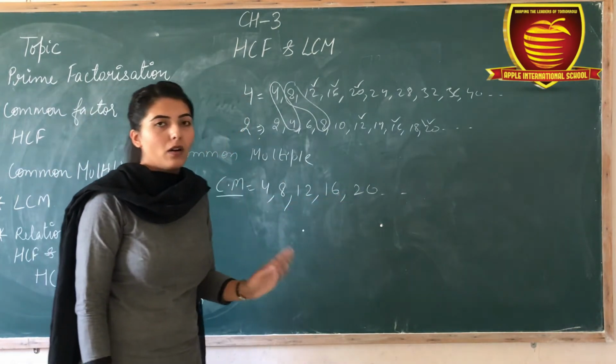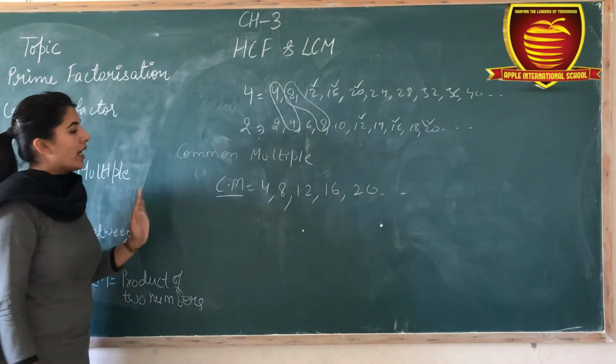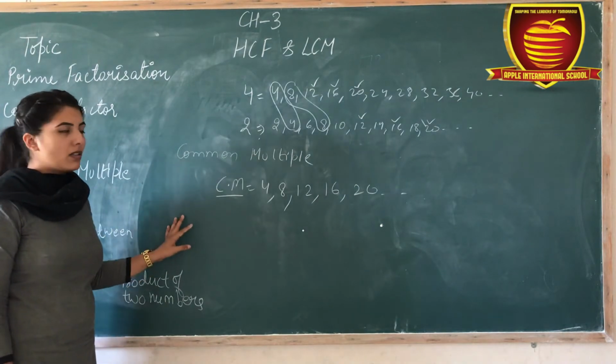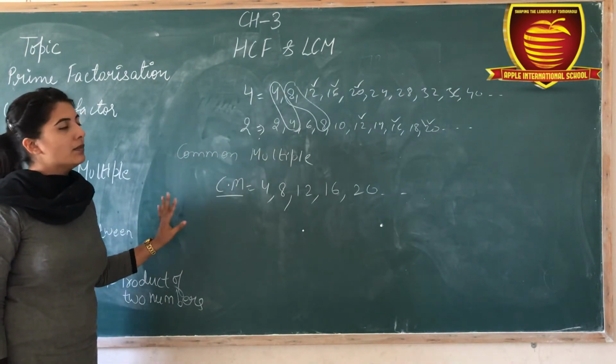Means the multiples of the number that is bigger, those will be the common multiples. Is it clear to all of you?